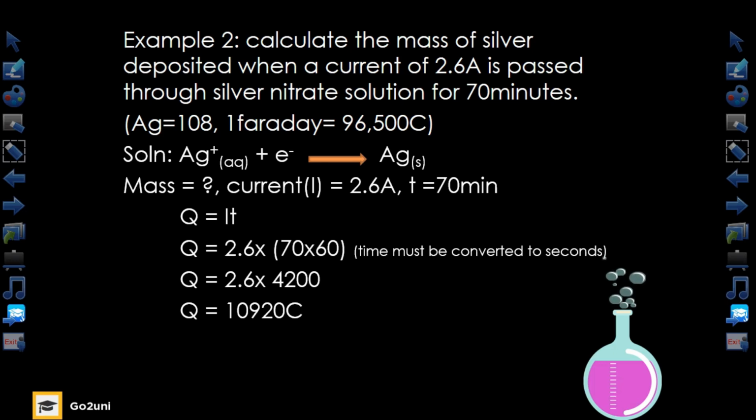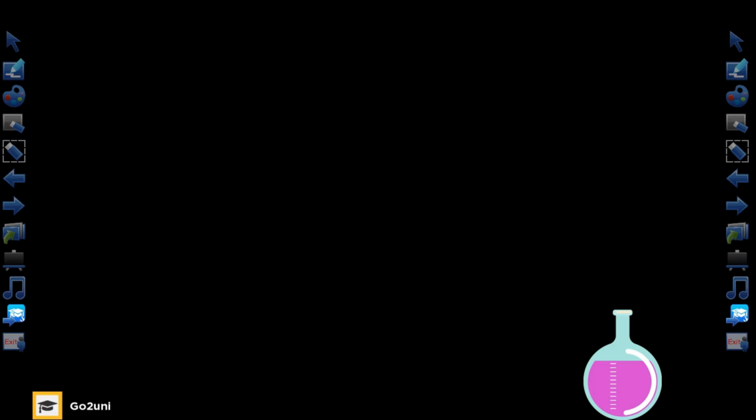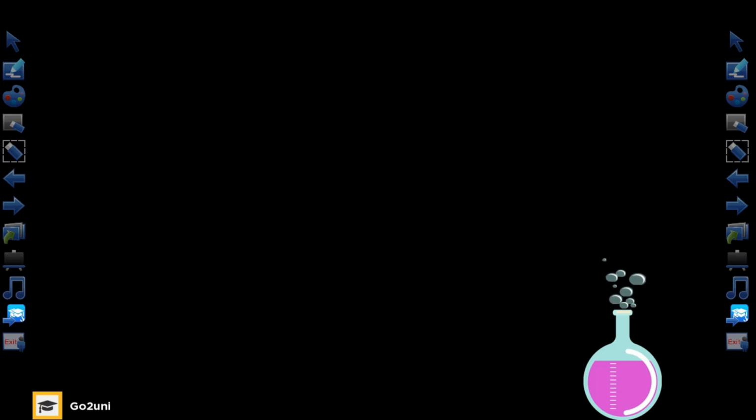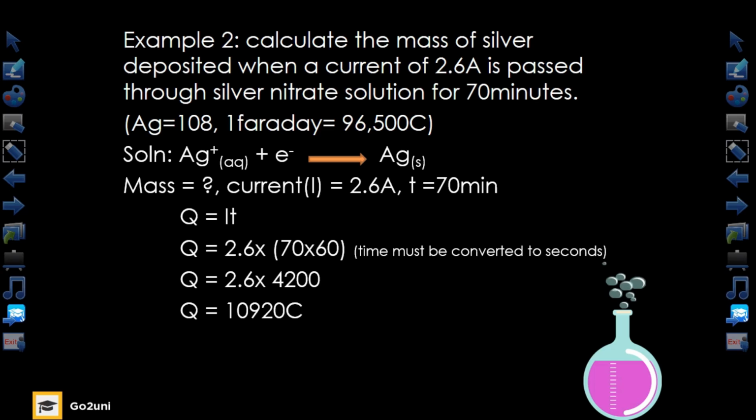So we are now asked to calculate the mass of the silver that will be deposited. How do we go about calculating that? From our equation, the silver ion plus 1 mole of electron gave us 1 mole of silver solid. So 1 mole of electron, that is 1 Faraday of electricity, led to the deposition of 1 mole of silver.